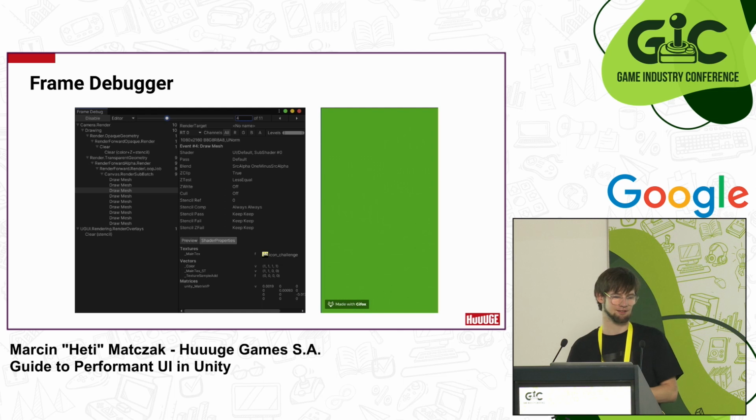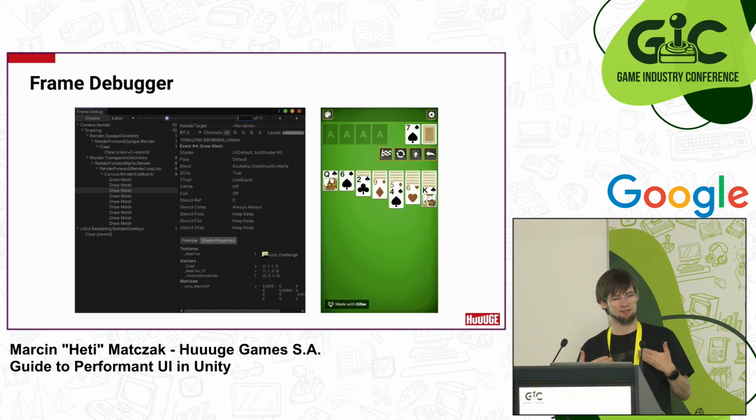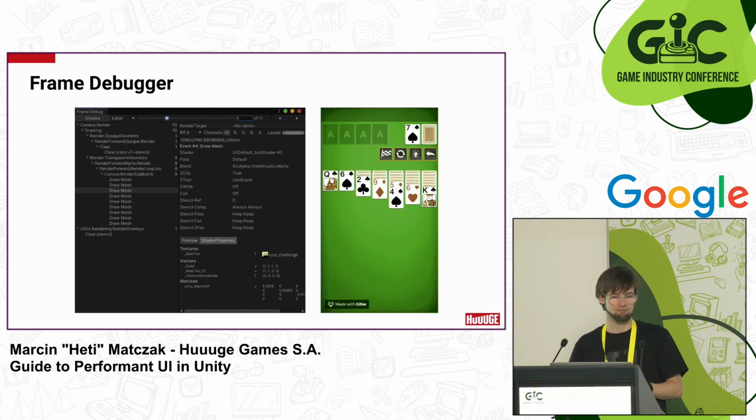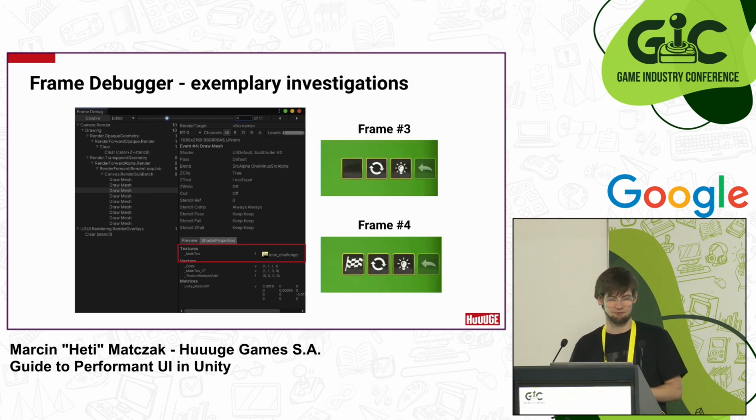Here you can see a UI from our game that I inspected to check if it's performing optimally. And you can notice that in draw call 3 we can see all the buttons appearing without a single pictogram. And in draw call 4, we can see that only this flag was rendered. And Frame Debugger offers a variety of statistics. I encourage you to play with it, see what it can tell you. We'll focus only on the most basic ones.